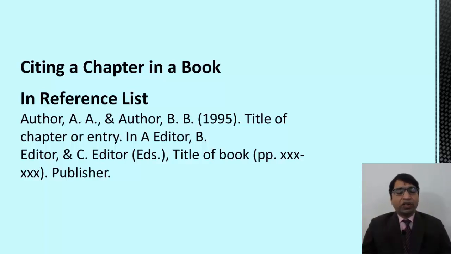If there are 2, we are going to write the names of both the first and second editor. If there are 3, all 3, using the same pattern and protocol that we have used before. And after that, if these are editors, we should mention Eds. If there is one editor, we only write Ed. and a full stop, in brackets. And then the title of the book from where the chapter is taken.